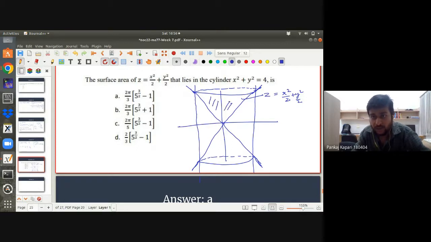So we have to find all these areas. We'll just find the area of the first part of the cone which is above the x-axis, and then we'll multiply by 2. So where does this cone intersect the cylinder? Note that this is the plane z equal to 2. So it cuts the cylinder at z equal to 2, right? Because x square plus y square is 4, so 4 by 2 is 2.